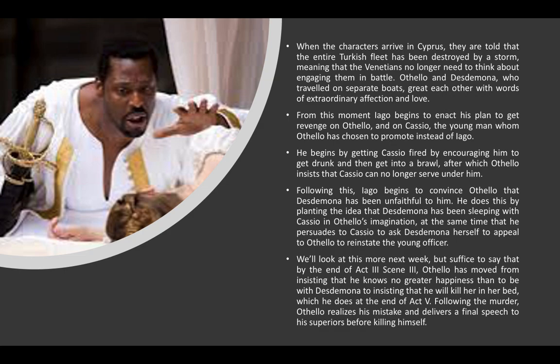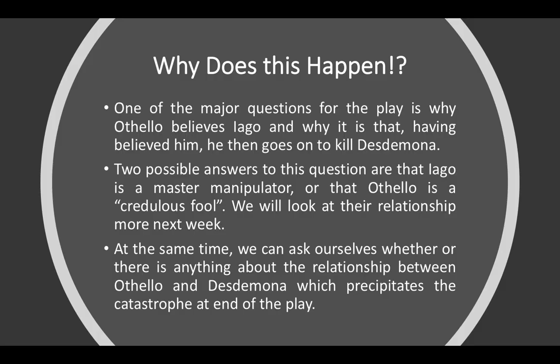But sure enough, at the end of Act 5, Othello does kill Desdemona. He's found out. He realizes that the whole thing was manipulated by Iago, that he was lied to, and that he was kind of played by Iago. And then he gives a final speech, and then he kills himself. So, one overriding question for how we think about all of this is, why does it happen?